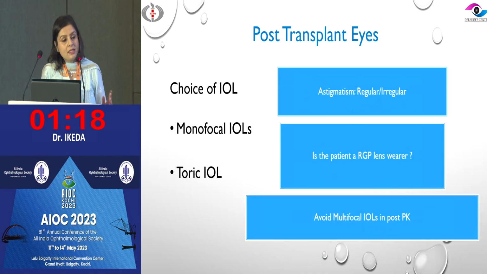When we look at the astigmatism on the topography, if it is regular, we could think of using a toric IOL. If the patient is an RGP or a scleral lens wearer, then we have to absolutely avoid toric IOLs because it's very difficult to correct later an astigmatism that has been corrected at the IOL plane. Toric IOLs are useful when the astigmatism is regular, when the topography is stable and it is repeatable. In a full thickness penetrating keratoplasty, I would avoid multifocal IOLs, but we can plan multifocal IOLs in patients who have undergone DSEK or DMEK.